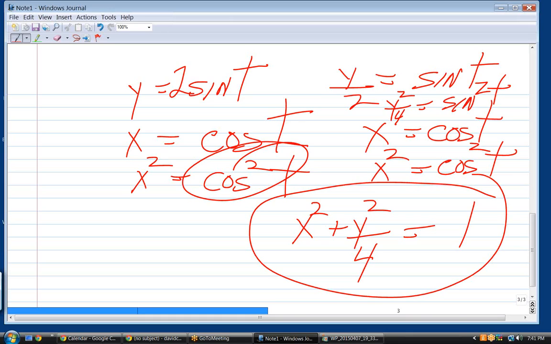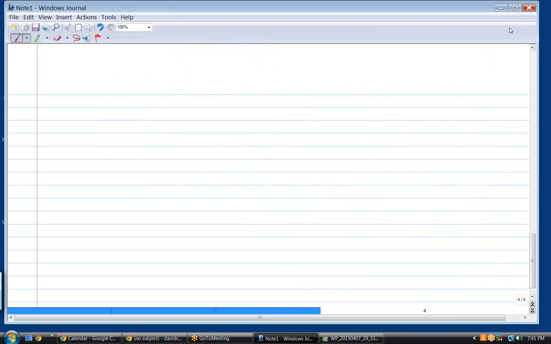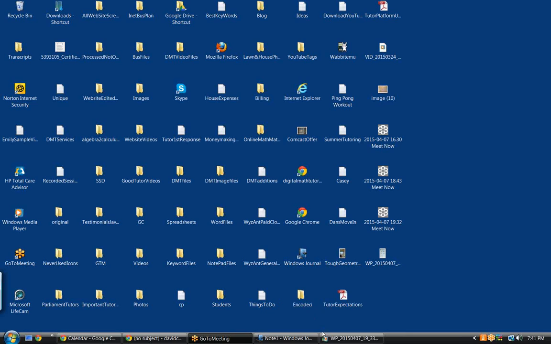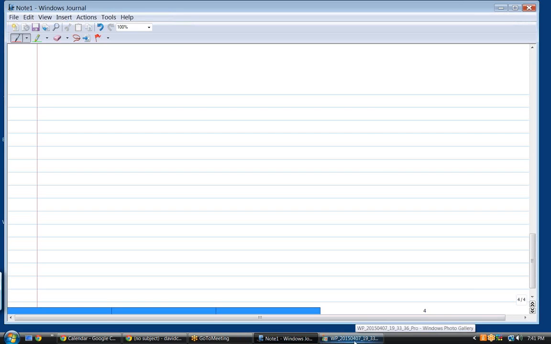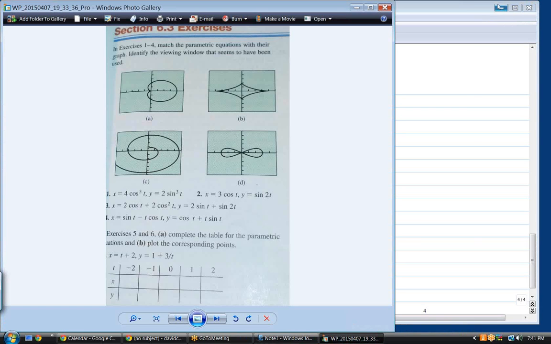In other words, the standard format for an ellipse is x squared over a squared plus y squared over b squared equals 1. Okay. So when your parametric equations are like that, you're looking at an ellipse. When the coefficient is the same in front of both, you're looking at a circle. And then we get more complicated from there. So let's see what we can do with this problem that you have here.